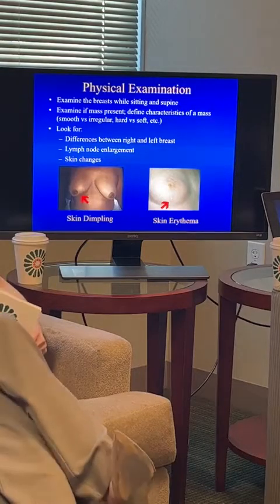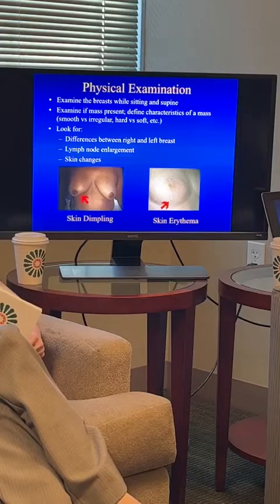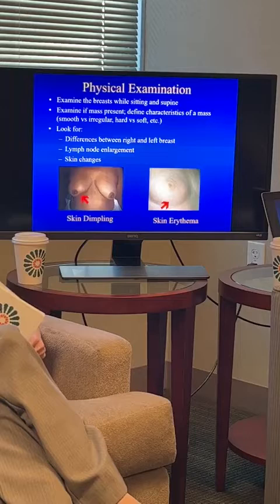On physical exam of the breast, the patient should be examined in both the sitting and the supine positions. If a mass is present, it should be examined to determine characteristics such as, is it smooth versus irregular, is it hard versus soft, etc. It's important to look for differences between the right and the left breast. You can do a comparison there. And in fact, it's helpful for the patient to be able to do the same thing. You should review for changes in the skin or the nipple and evaluate abnormalities such as enlarged lymph nodes.